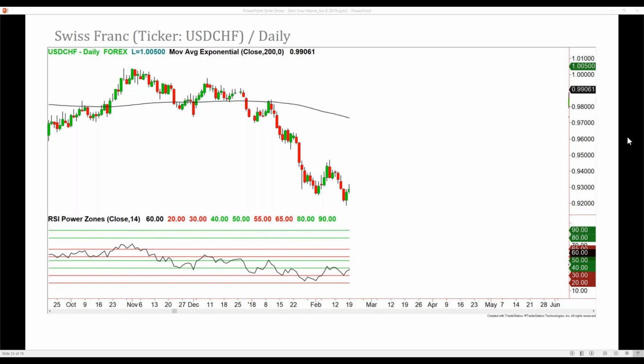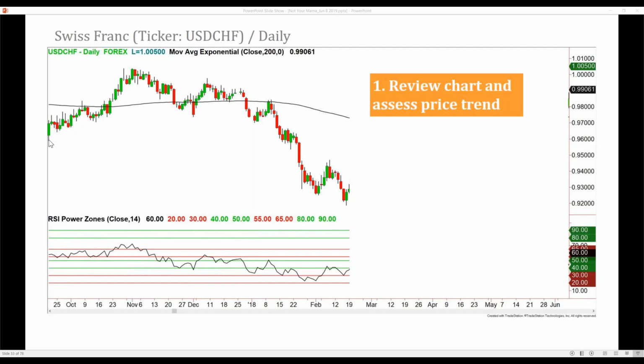But let's go through this example. I'm going to go at a little faster clip because now you guys are getting it. And we're going to do the same 3 steps. Review the chart and assess the price trend. Okay, how much price action did I give you? Well, way back here. All right, so we ran up into this high.